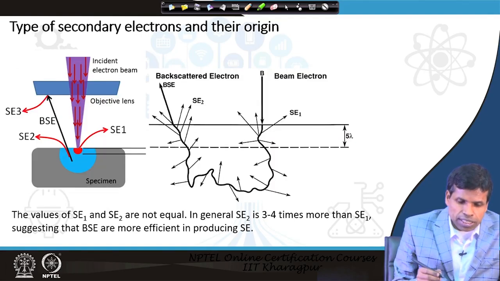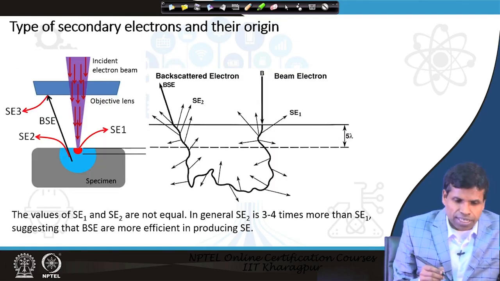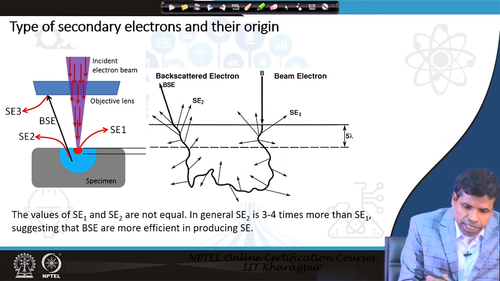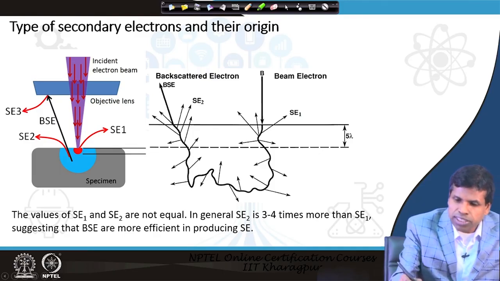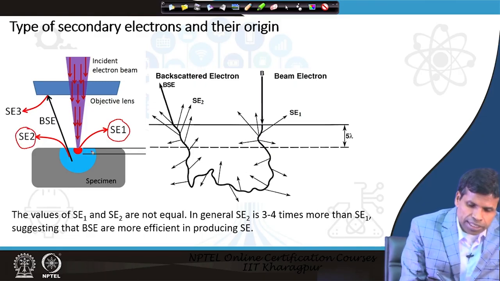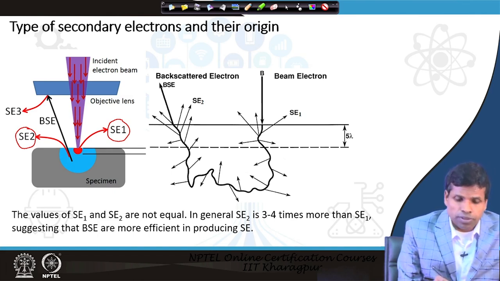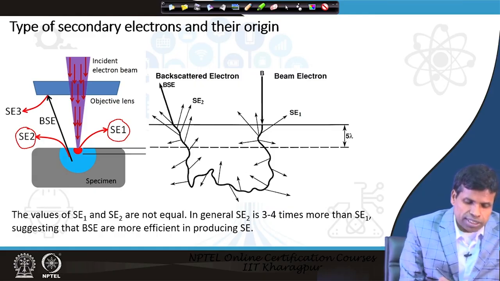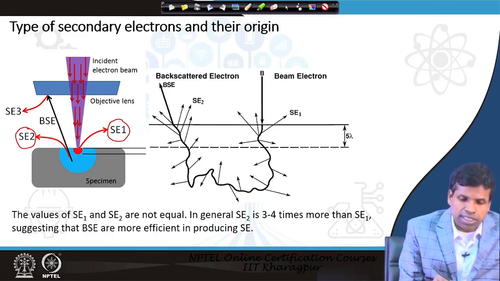Now, there are different types of secondary electrons and their origin. In the previous slide we mentioned SE1 and SE2. Secondary electrons 1, or SE1, are the secondary electrons which emerge where the electron beam is incident on the sample. On the other hand, secondary electrons 2, or SE2, are the secondary electrons which emerge a little away from the place where the incident beam strikes the specimen.